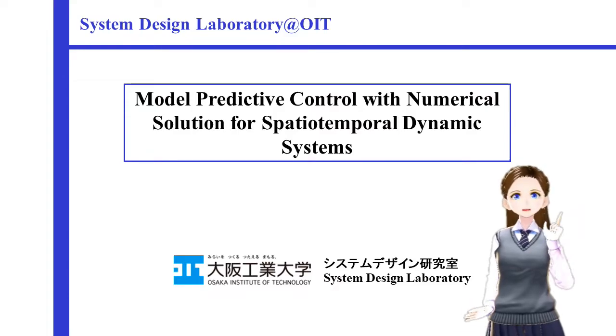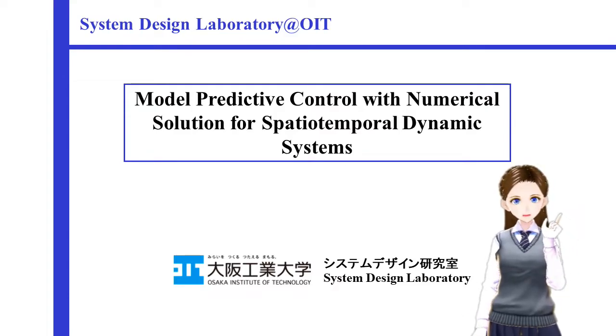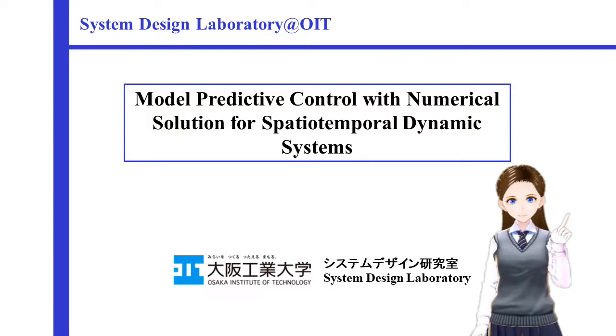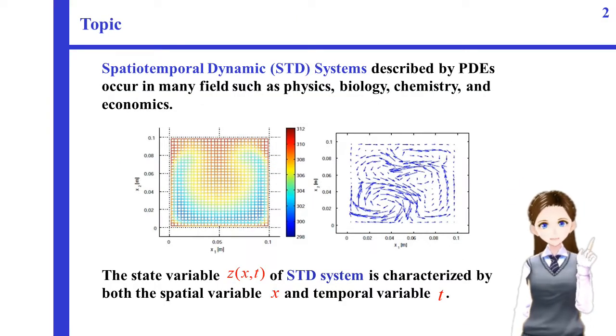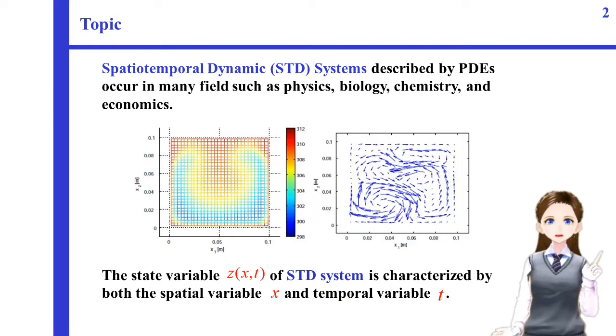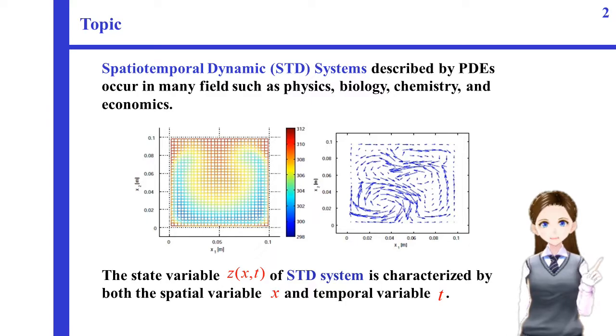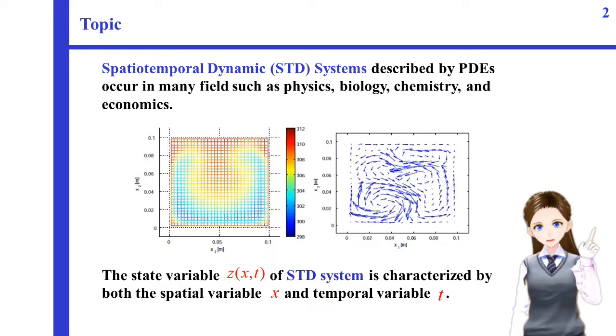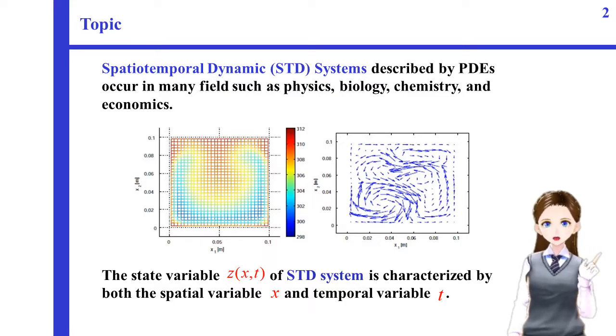In this video, I would like to talk about model predictive control with numerical solution for spatiotemporal dynamic systems. Spatiotemporal dynamic systems are usually described by partial differential equations, and occur in many research fields such as physics, biology, chemistry, economics, and so on. The state variable of spatiotemporal dynamic systems is characterized by both the spatial variable x and temporal variable t.